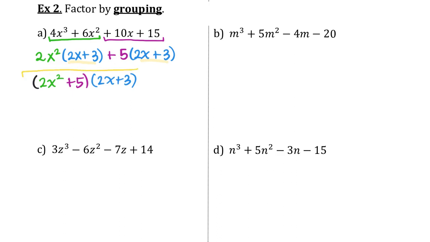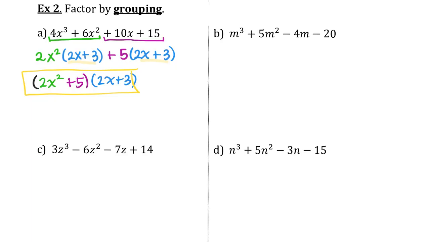Okay, now let's look at this to see why this works. If I were to actually distribute this out, I would do 2x squared times 2x and times the 3. That's this part. And I would do plus 5 times the 2x times 3, which is this part. So this is exactly equivalent to this. If this would factor further, I would factor it further, but in this case, it does not. Okay, let's look at B, because this is very similar.